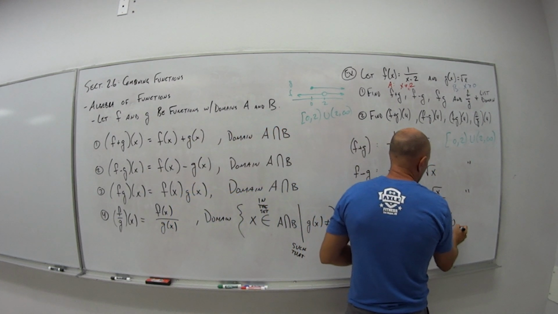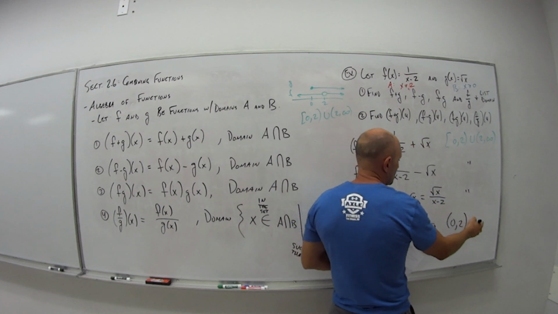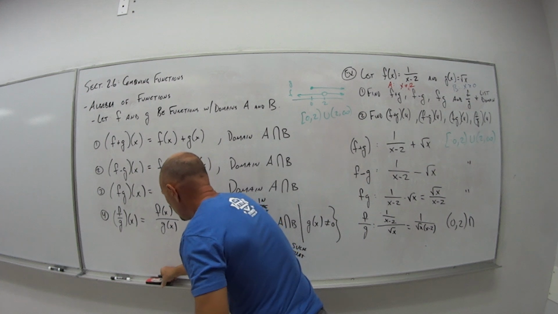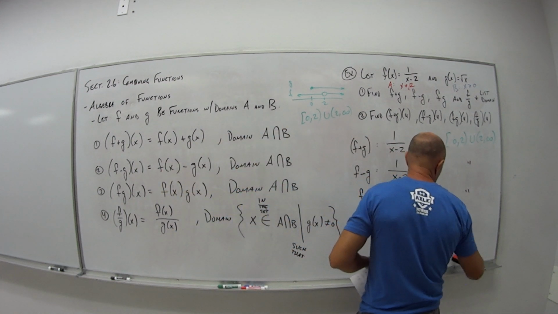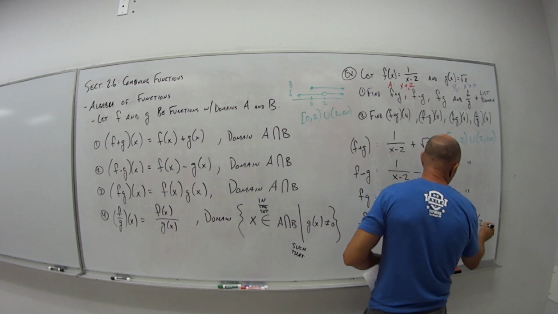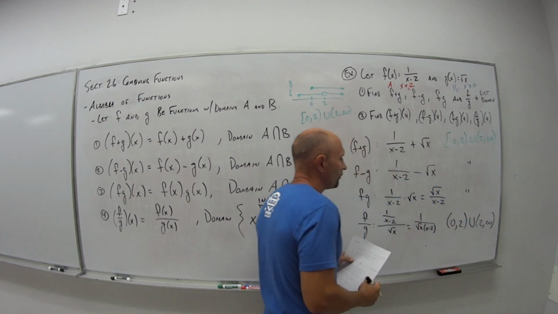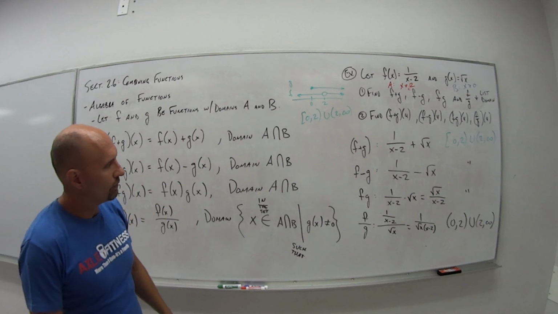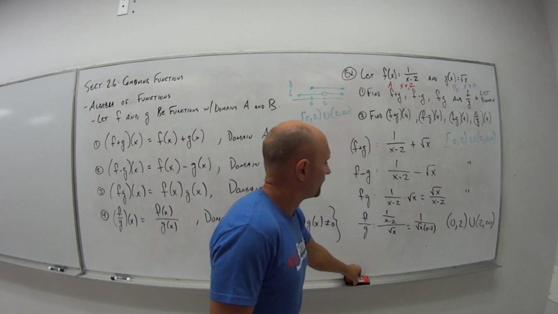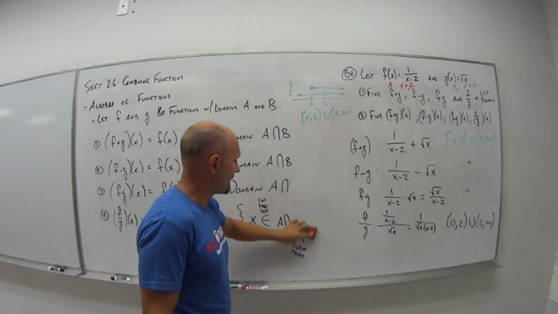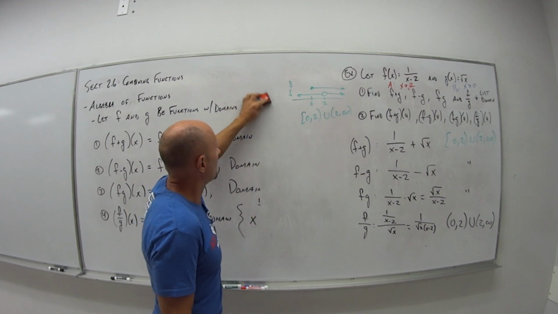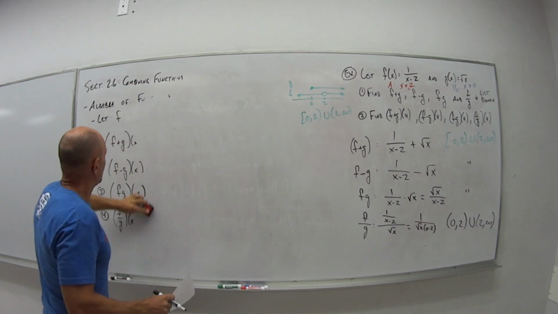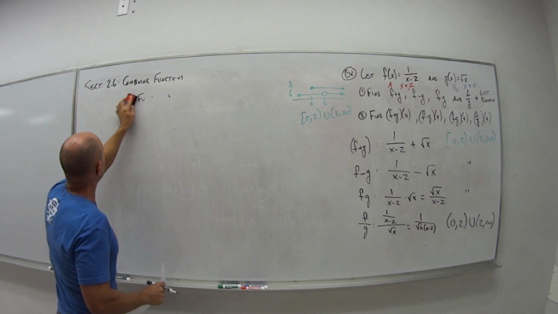Well, now it's 0 with a parenthesis up to 2, union 2 up to infinity. So that's the difference here with the domain, is that I'm no longer including 0 because g of x cannot be 0 because it ends up in the denominator. So now I want to figure out these values when I plug in 4 for x.